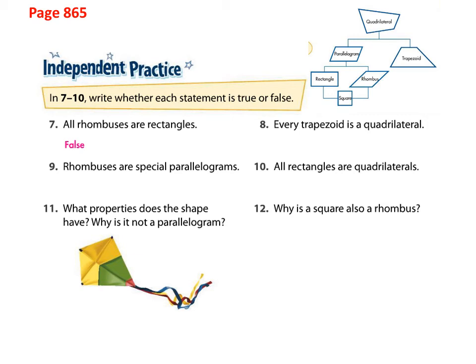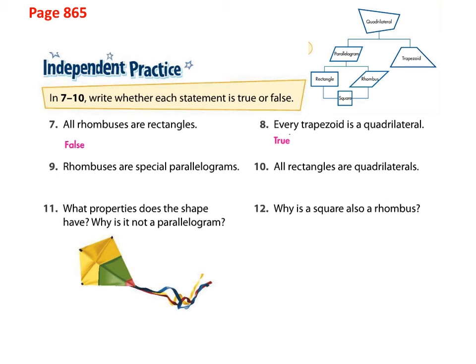Question 8. Every trapezoid is a quadrilateral. Use the family tree. Look at the trapezoid. Of course, the trapezoid is below the quadrilateral in the family tree. So every trapezoid is an example of a quadrilateral. So 8 is true.